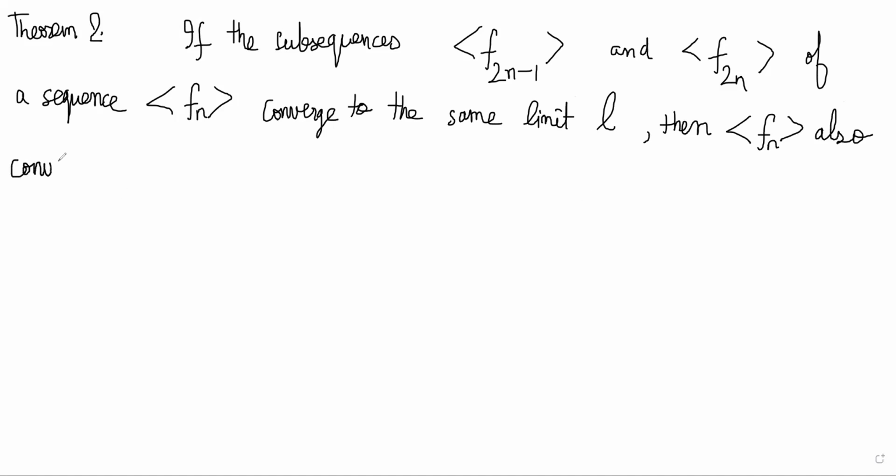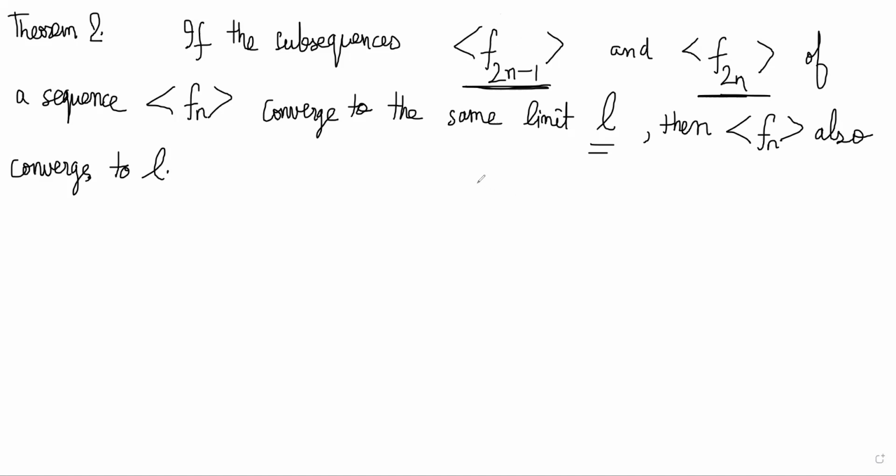Also converges to L. So basically, it's saying that if the odd term subsequence and the even term subsequence both have the same limit L, then the overall sequence also has the same limit L, right?